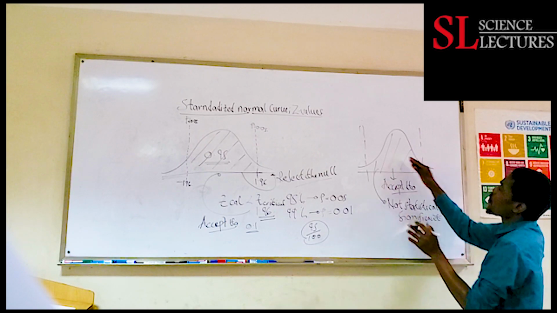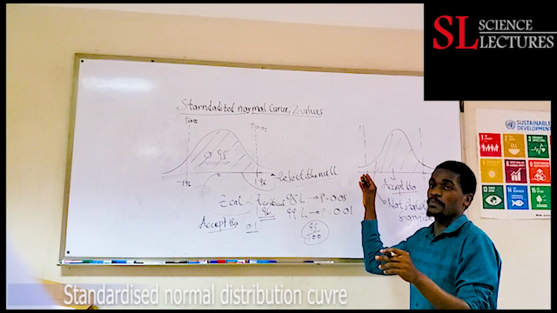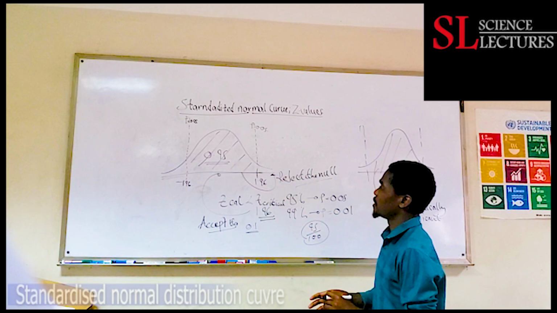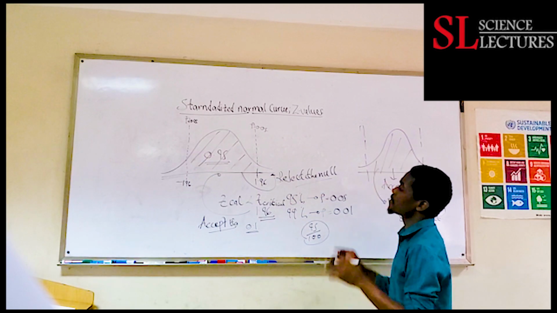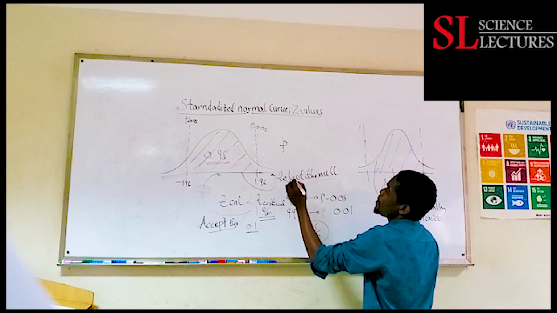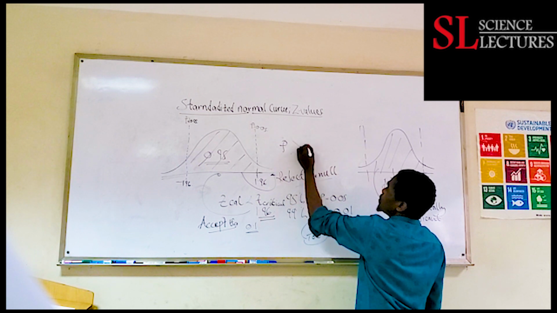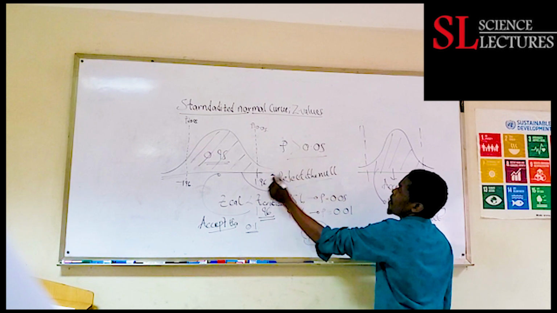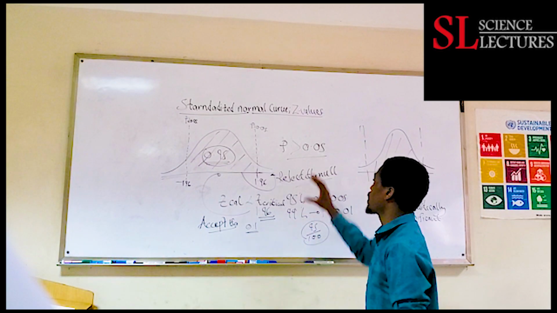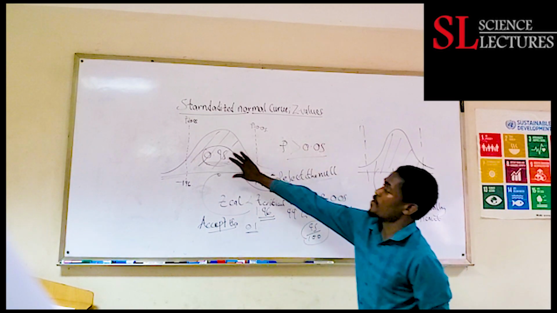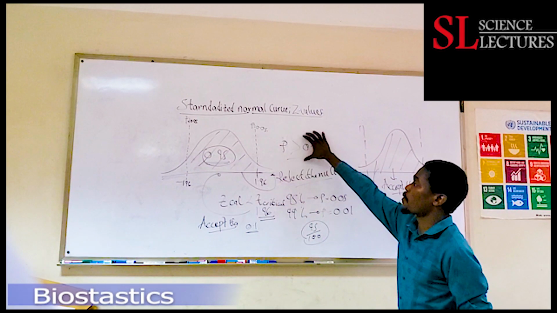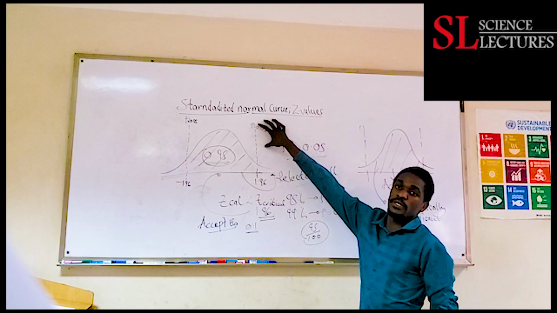Why? Because it has a greater probability of happening. And if we are to also define it in terms of probability, getting a value inside here, our probability P will be greater than 0.05, because we said inside here we have 0.95. So there are higher chances for an event to be randomly selected among these ones. So the probability is greater than 0.05.